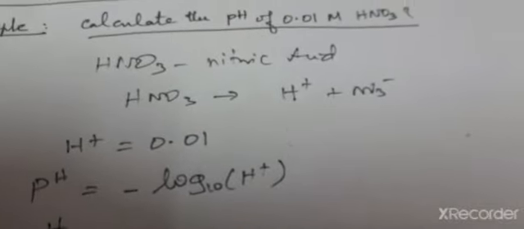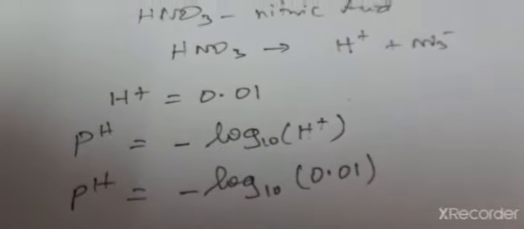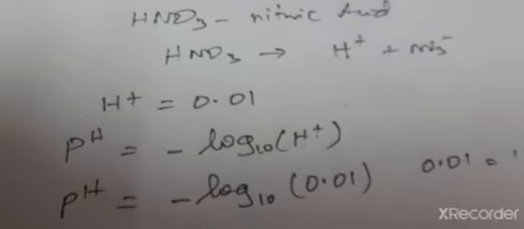Then you have to substitute the H plus value, that is minus log 10 of 0.01. This is the value given. The hydrogen ion concentration is given as 0.01. So this 0.01 can be written as 1 into 10 power minus 2.